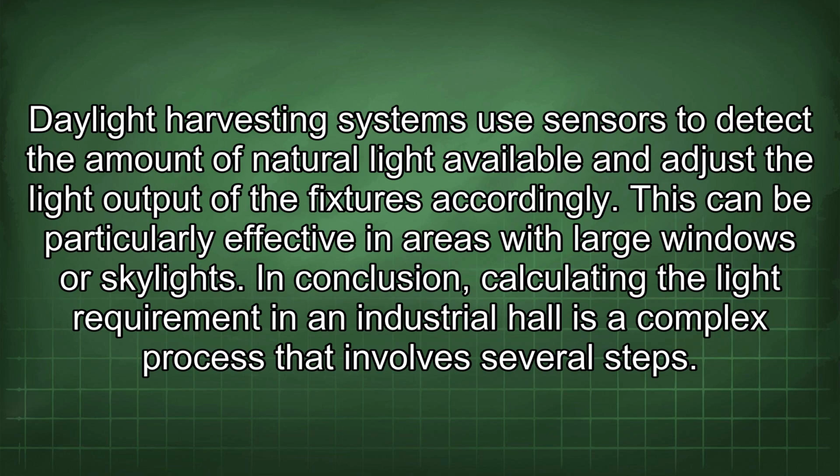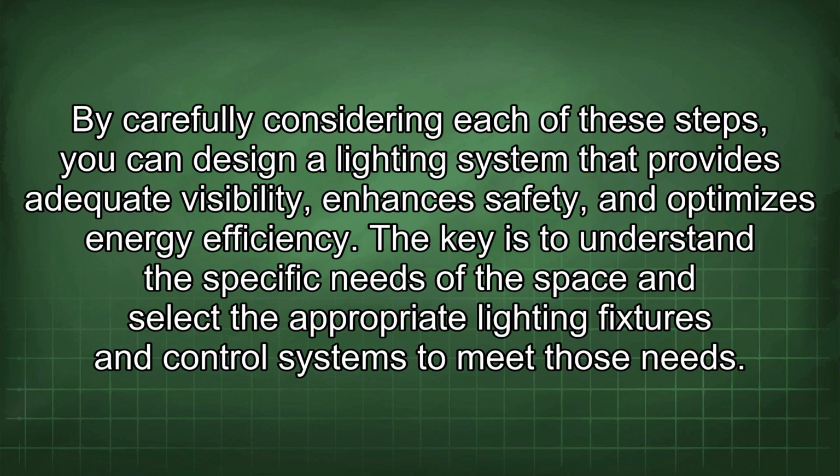In conclusion, calculating the light requirement in an industrial hall is a complex process that involves several steps. By carefully considering each of these steps, you can design a lighting system that provides adequate visibility, enhances safety, and optimizes energy efficiency. The key is to understand the specific needs of the space and select the appropriate lighting fixtures and control systems to meet those needs.